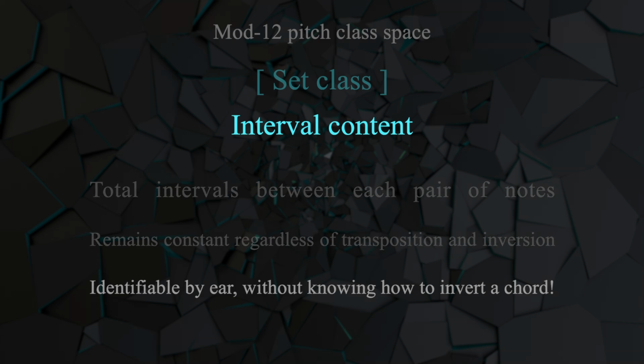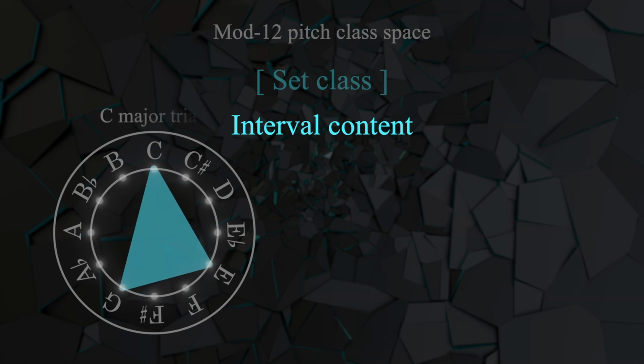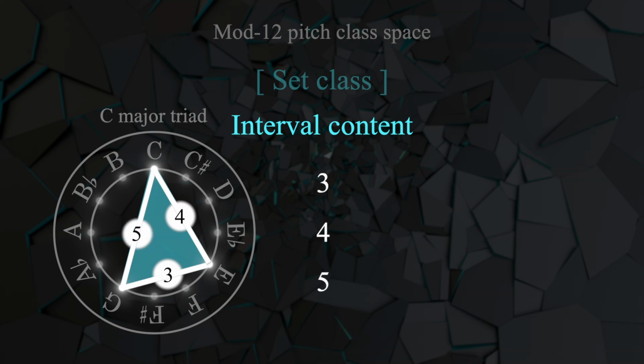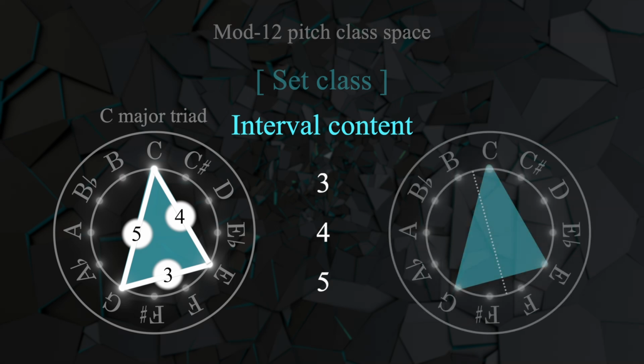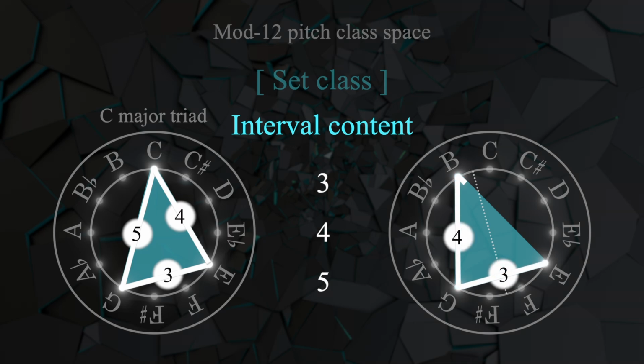Let me show you what I mean with a C major triad. Taking the shortest distance, C to E is 4 semitones, from E to G is 3, and from C to G is 5. In tonal terms, that's a major third, a minor third, and a perfect fourth. I can invert the chord, and the inversion will have the same interval content. Each pair is separated by 3, 4, or 5 semitones. Because of the axis of symmetry I happened to choose, I ended up with an E minor triad. But a different axis of symmetry would produce another minor triad.